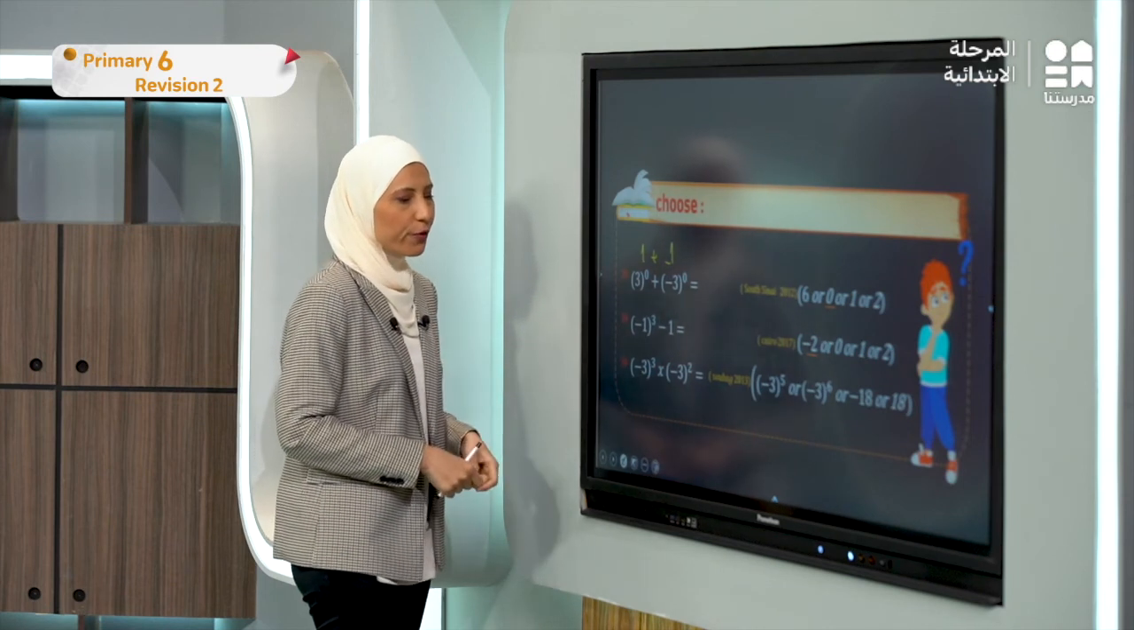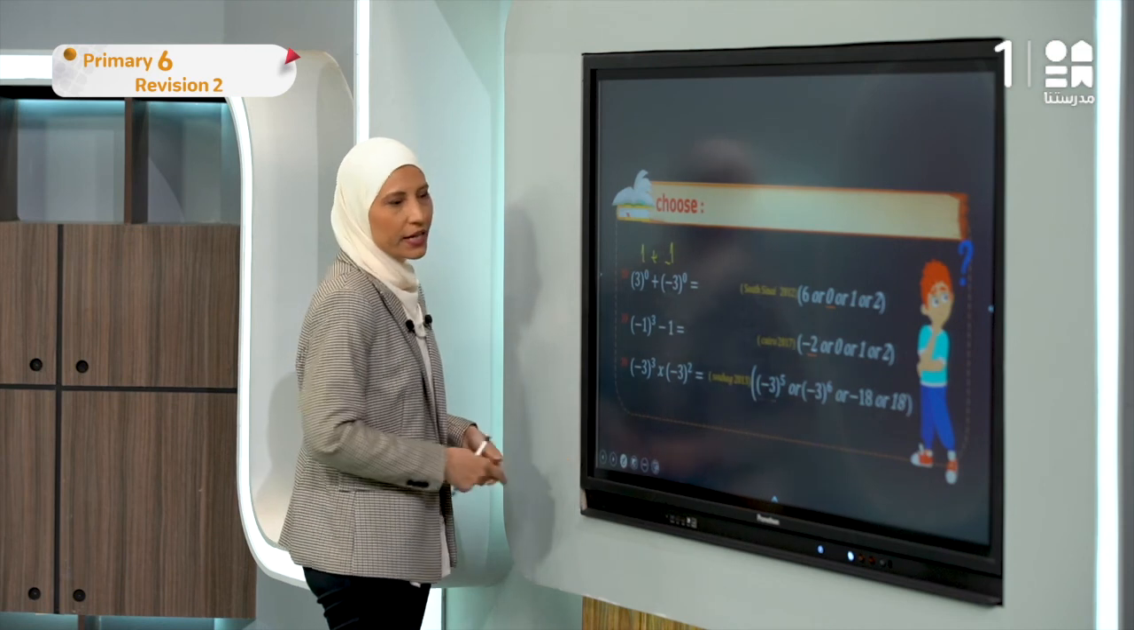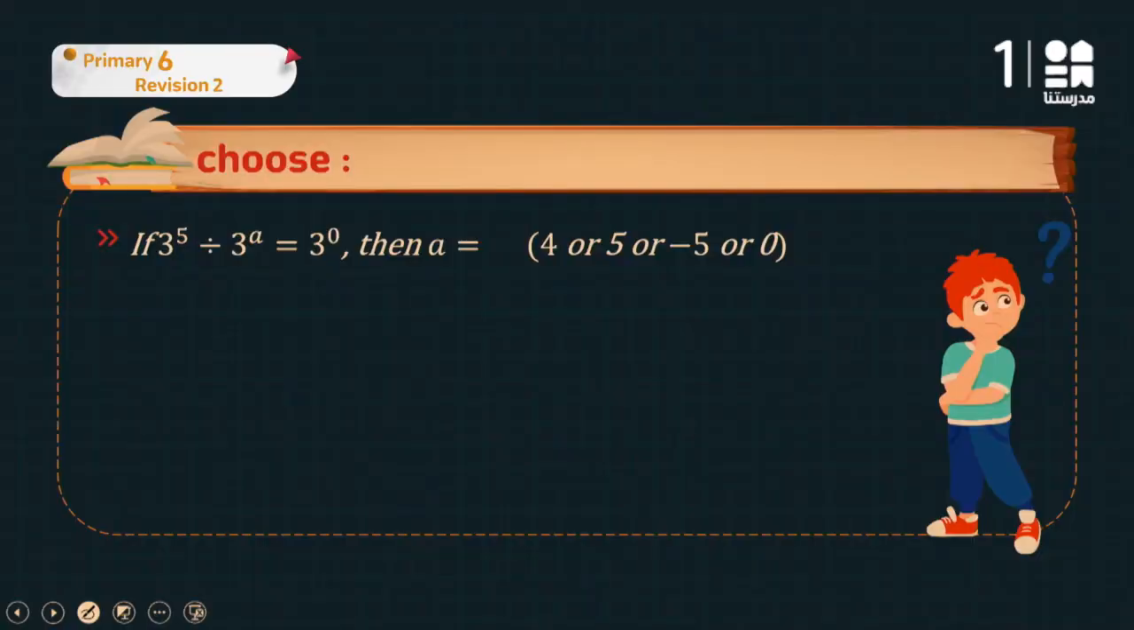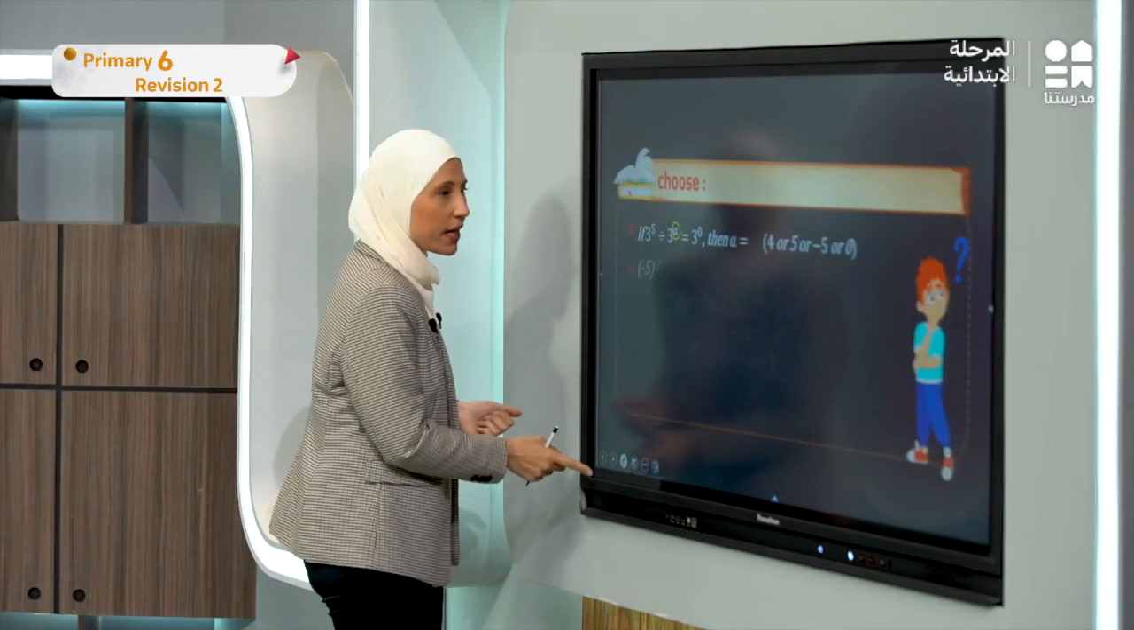Negative 3 to the power of 3 times negative 3 to the power of 2: I will add the powers, so it will be negative 3 to the power of 5. Here, if I have 3 to the power of 5 divided by 3 to the power of a equals 3 to the power of 0, what is the value of a? Let's see. Division means I have to subtract the powers. So 5 minus what gives me 0? 5 minus 5, of course, so it will be 5.